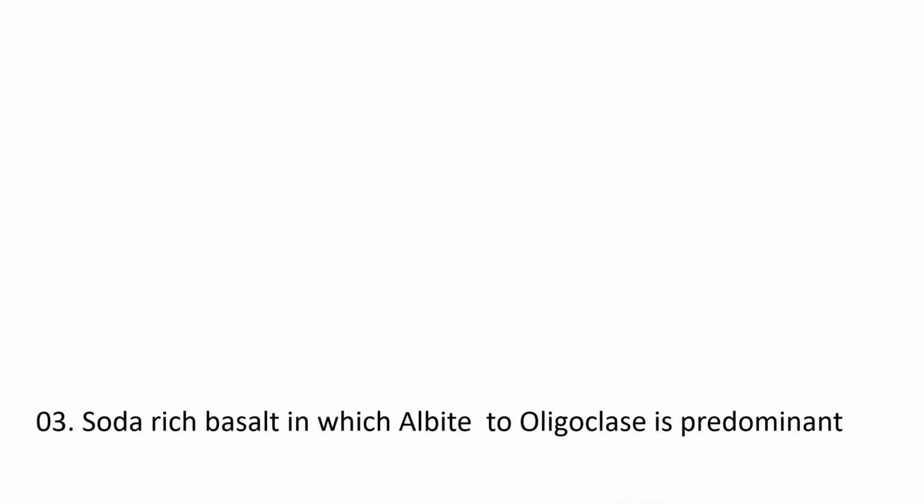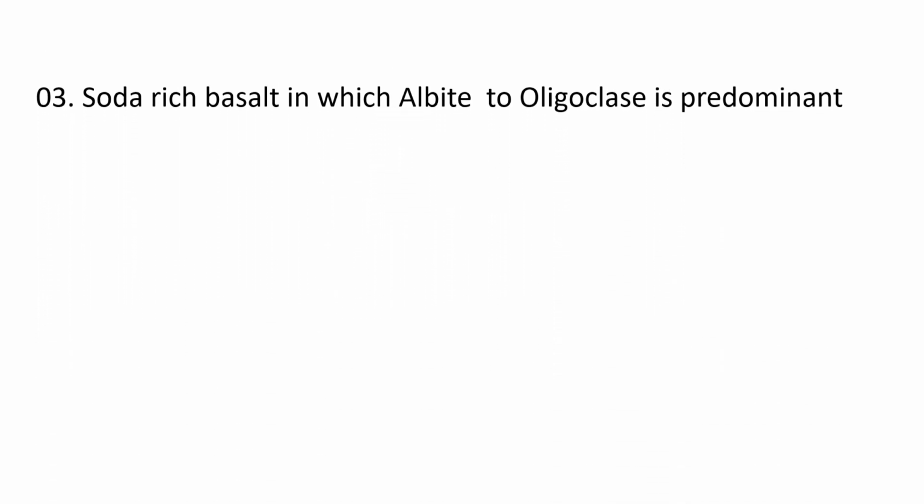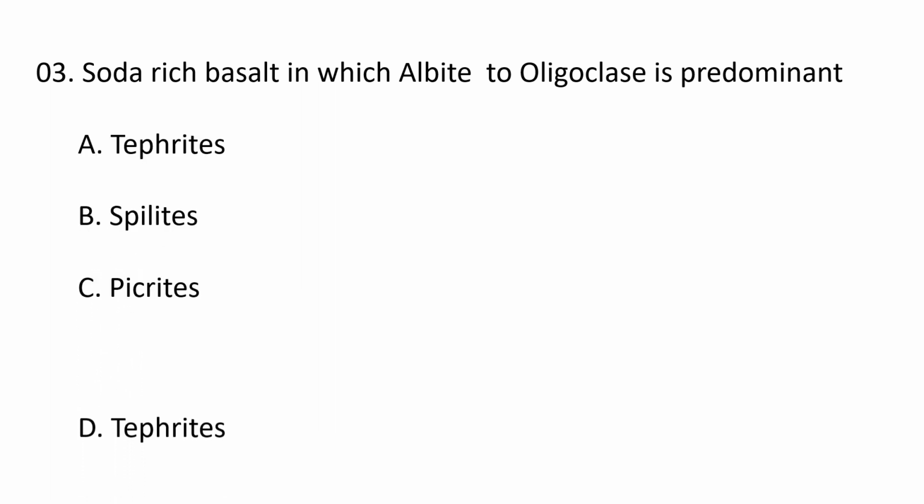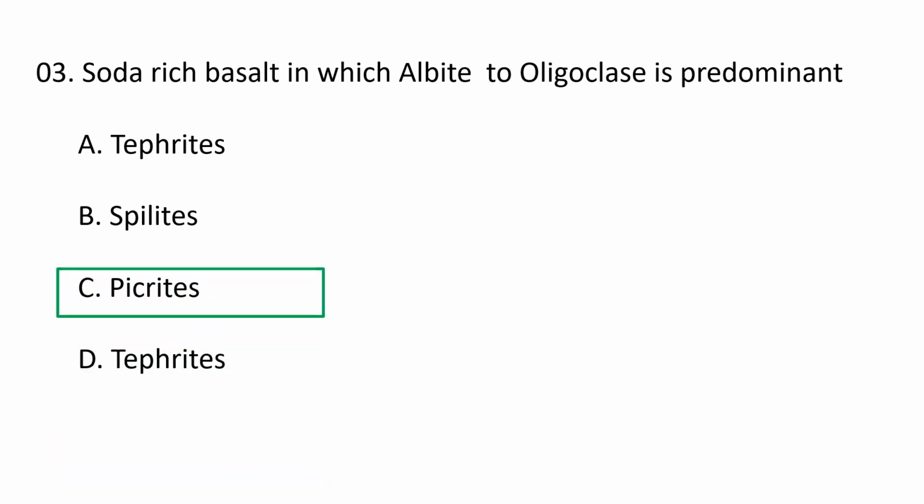Next question. Soda-rich basalt in which albite to oligoclase is predominant. A. Tephrites, B. Spilites, C. Picrites, D. Tephrites. So, soda-rich basalt in which albite to oligoclase is predominant is C.